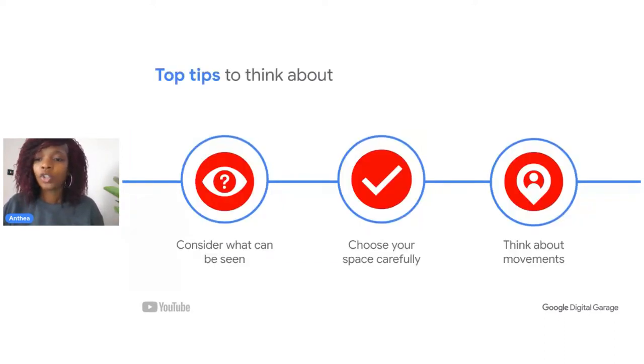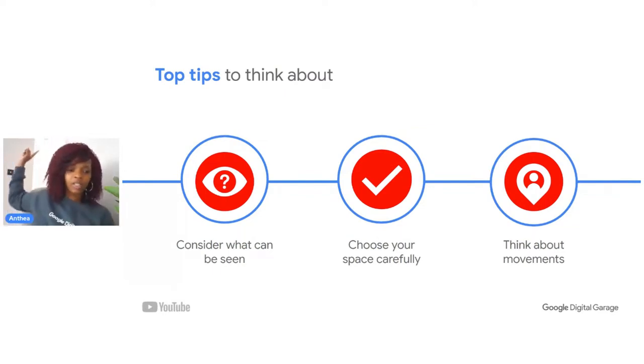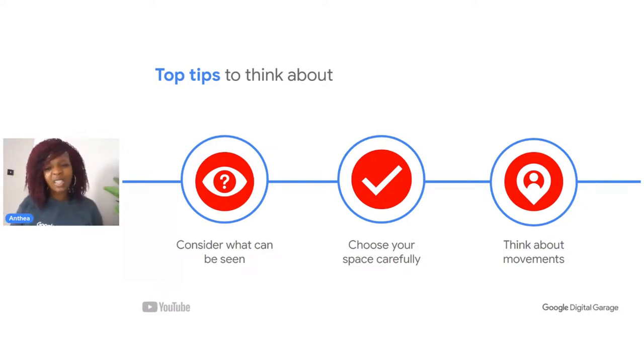So a few top tips to think about then. Consider what can be seen. For example, if I was here recording this and I had my dressing gown in the background, is that really the message I want to convey? Think about, do you have any plants? Do you have any plain walls? Do you have a lot going on? The focus should be on the person speaking or the particular object. So you really want to think about what you're wearing, what you're doing, what's in the shot, because each of these things will convey a message.